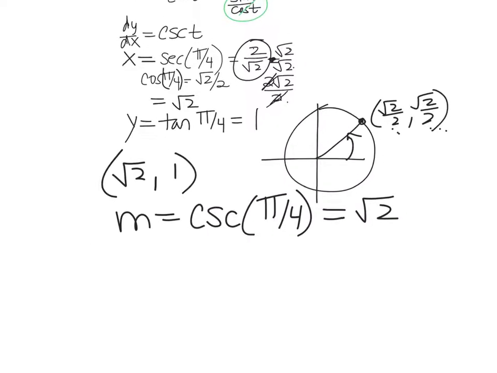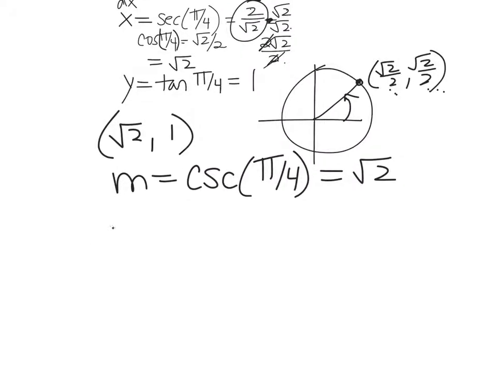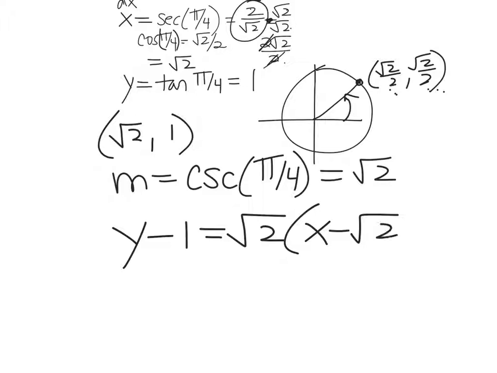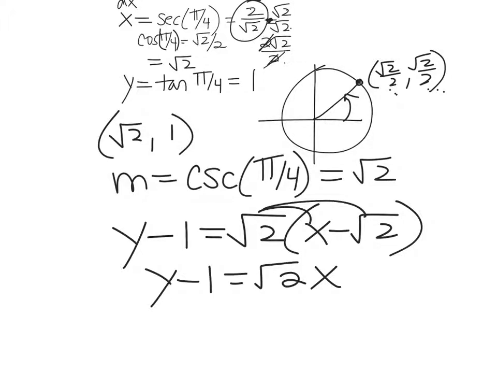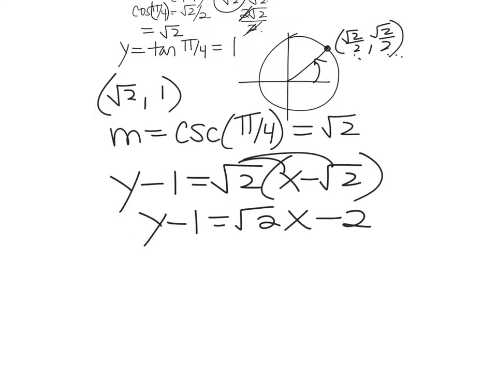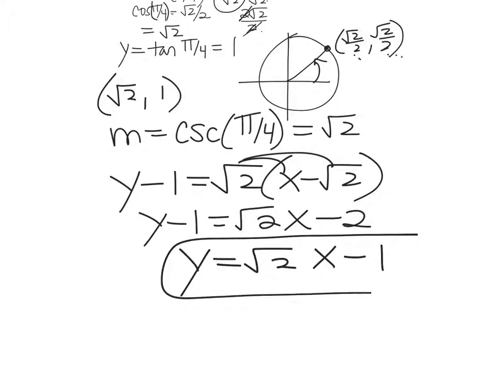Okay, now let's put this into point-slope form. Here we go. y minus 1 equals rad 2 times (x minus rad 2). And you can clean this up. It turns out pretty nice. y minus 1 equals rad 2 x, distribute, minus 2, add the 1 over, so you get y equals rad 2 x minus 1. I might have just let you keep it in point-slope form. That would have been fine.